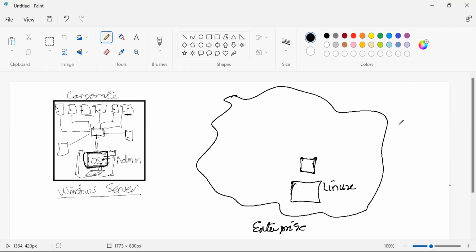Linux. So the Linux operating system is the operating system that enterprise organizations use to manage servers that take care of thousands and millions of customers.